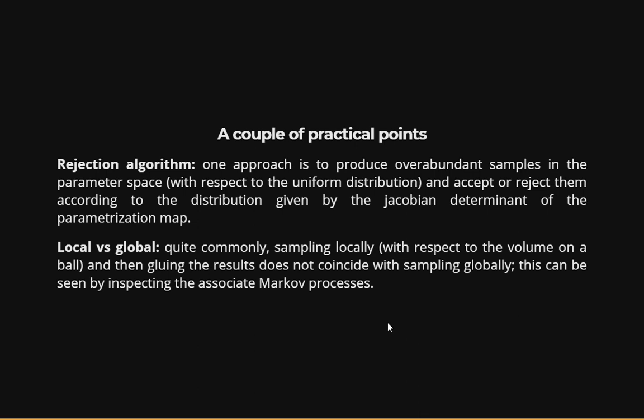And now another final notice: apart from particular situations, sampling locally, so you have a ball, you have the volume of a ball in your manifold, and you sample locally from that distribution, and then gluing the results does not coincide with sampling globally. So they are two different processes. You can see it, not easily, but it's just technicalities, by writing down the associated Markov processes and noticing that they're different, also in the finite case. So they will end up having different behaviors, and they will give samples with different distributions of points. And I will stop here.